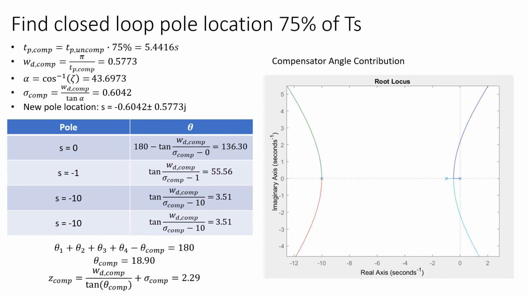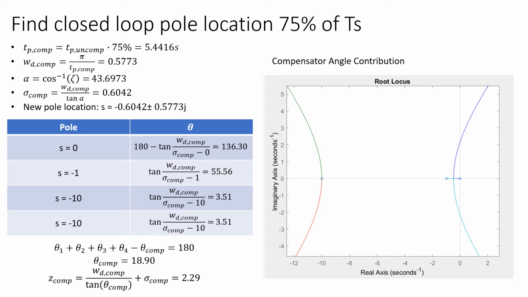Let's find this closed loop pole location at 75% of our settling time. So we're going to multiply our settling time that we had before by 75%. So we're looking for a time of about 5.4 seconds. Using this, we can solve for our WD and our alpha, which will eventually lead to our sigma compensated. And so now our new pole location we want is at -0.6 plus or minus 0.5.